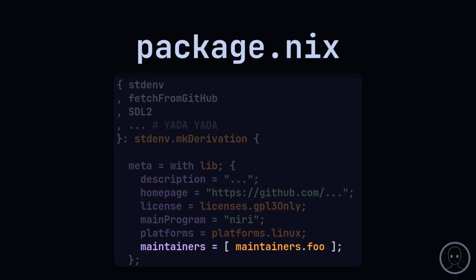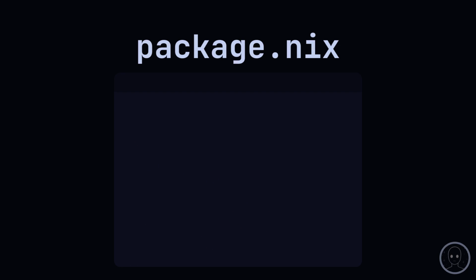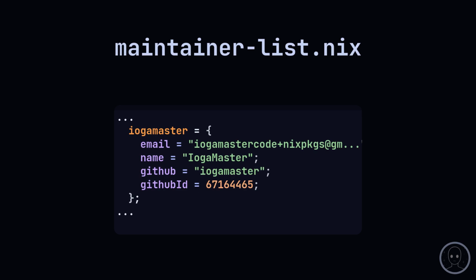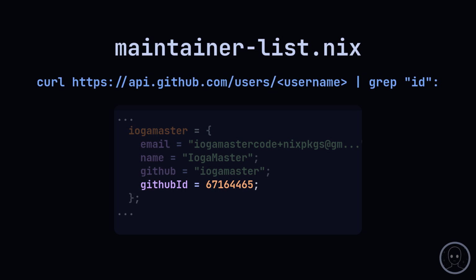Let's take a look at adding yourself as a maintainer. Navigate to the maintainers/maintainerlist.nix file, then add a block in alphabetical order with your username. Here's mine. You need to add your email, name, which can be your pseudonym, GitHub username, and your GitHub ID. You can get your ID by running this command.